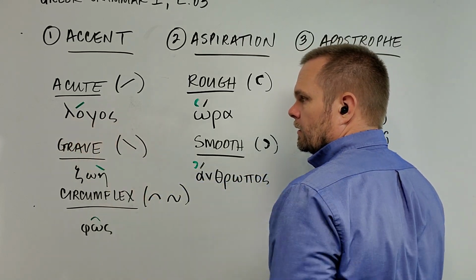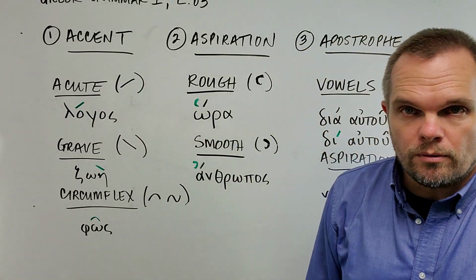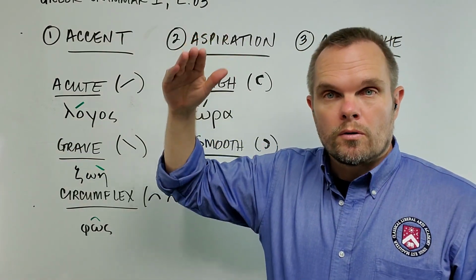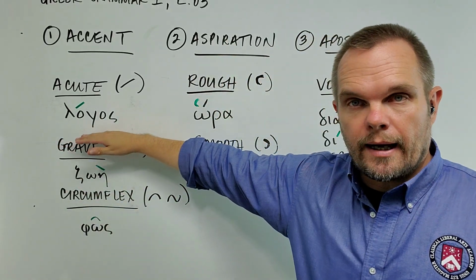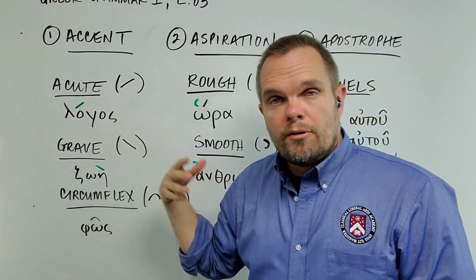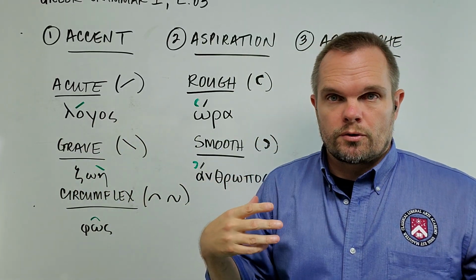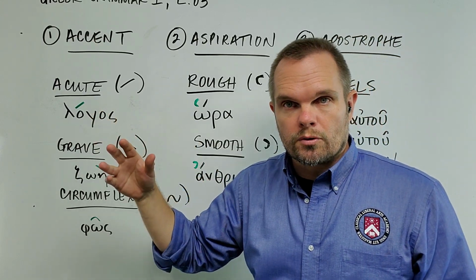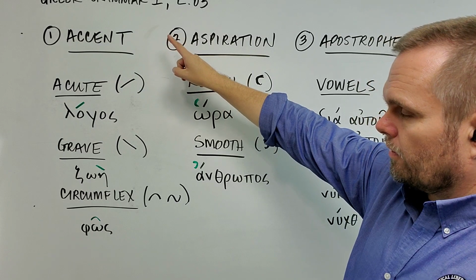logos. Now, if we were to add an acute accent to that first syllable, instead of logos, it would be logos. Okay, that's the acute accent. If you just want to use stress accent, as we do in English, you could just say logos, but the pitch accent would sound logos. Okay, that's an acute accent. The mark goes up from left to right.